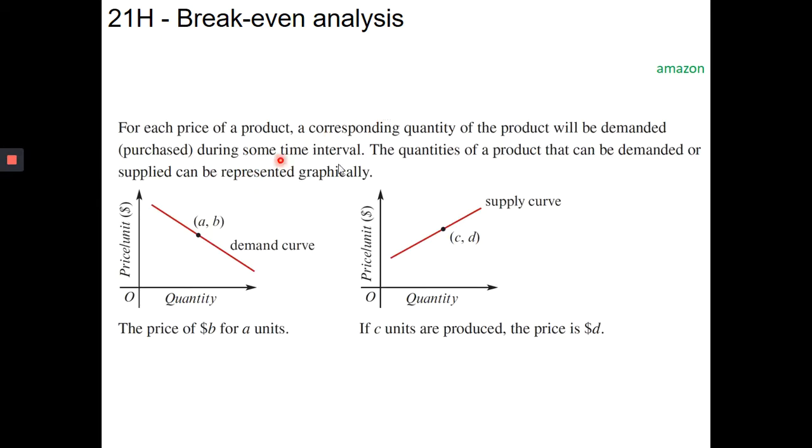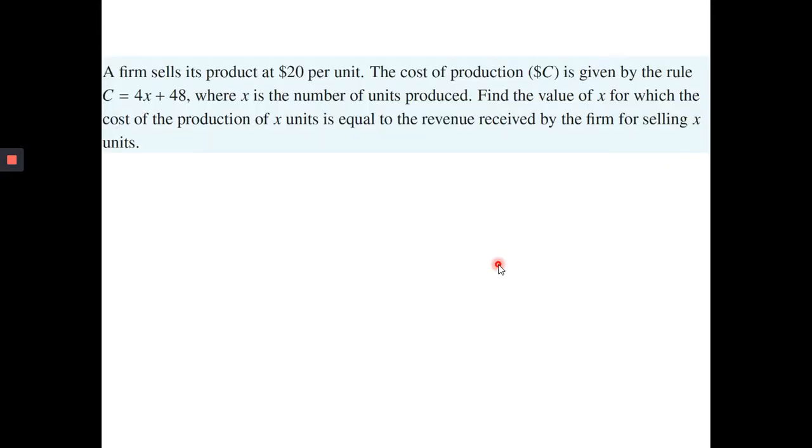So a price here, the price, we've got a negative gradient, we've got a demand curve there. And this here is just a graph that shows the demand, and this here is just a graph that shows the supply. Let's have an example.